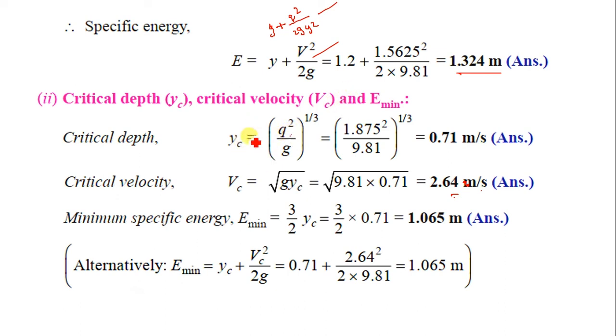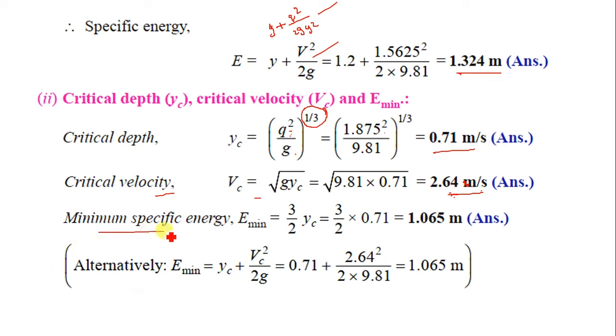Now critical depth. What is the critical depth equation? yc is equal to the cube root of q square by g. I know the value of small q, 1.875. Substitute that and you will get 0.71 meter as the critical depth. And the critical velocity, vc, is equal to root over g yc, that equals 2.64 meter per second.